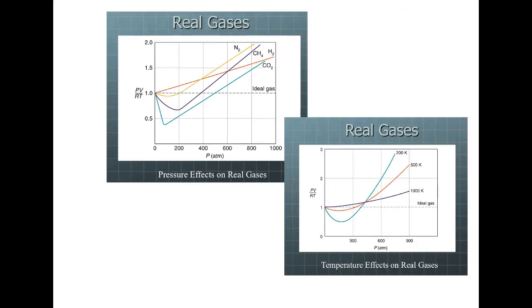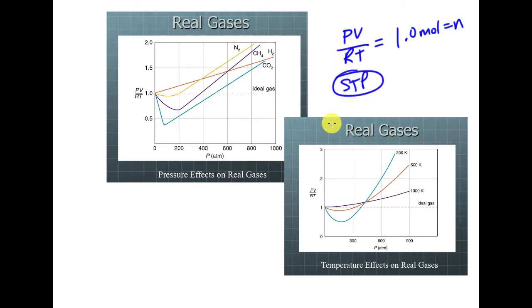All right, so let's take a look at some quick data here. This is a graph showing PV over RT. If I put in 22.4 liters for the volume, 1 atmosphere, and a temperature of 273 Kelvin, my moles should be equal to 1. That's what I should get if I'm using STP conditions. Remember, standard temperature and pressure. So if the gas is ideal, this should stay 1 no matter what I do. That would be the ideal.